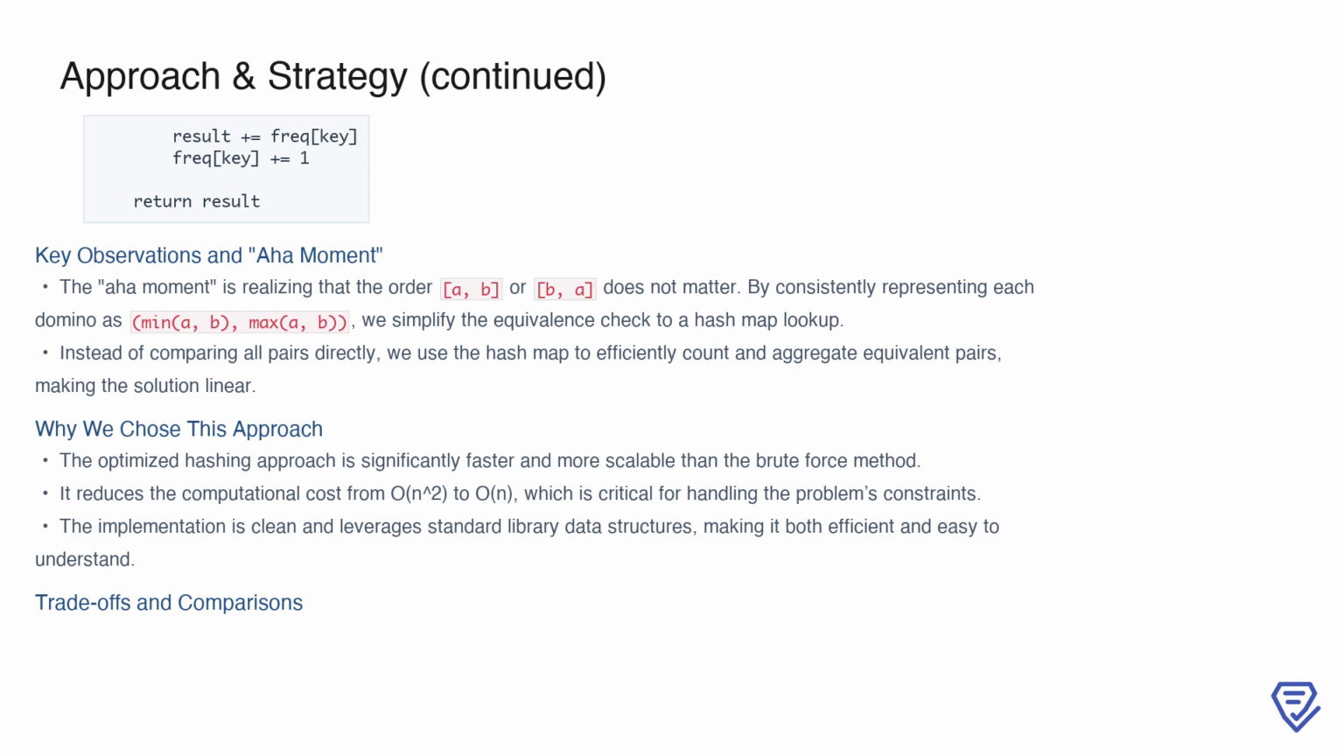The key realization here is that by consistently representing each domino in its canonical form, we eliminate the need to compare all pairs directly. Instead, we rely on the hash map to handle counting and aggregation efficiently. This simplifies the problem from a computational perspective, making the solution both elegant and performant.